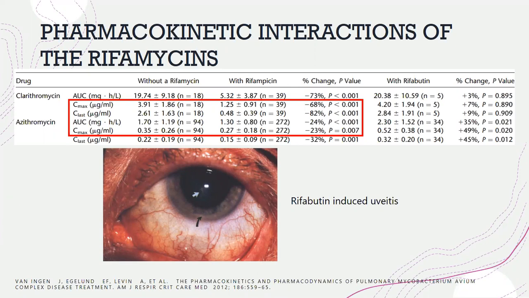you have your maximum concentrations of clarithromycin with and without rifampicin, and azithromycin max concentrations with or without rifampicin. And you can see that there's a significant drop in the concentration of clarithromycin when you give it with rifampicin, whereas azithromycin, yes, it falls, but not as much. There's another factor to this: clarithromycin, while its concentration falls with the use of rifamycin, actually increases the concentration of rifabutin, and that can lead to rifabutin-induced uveitis.